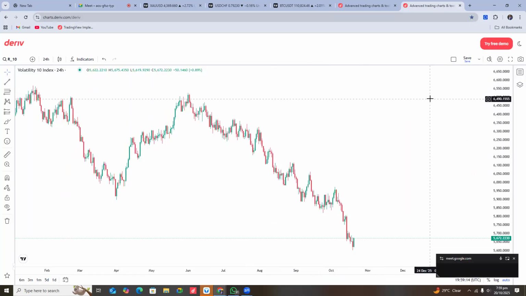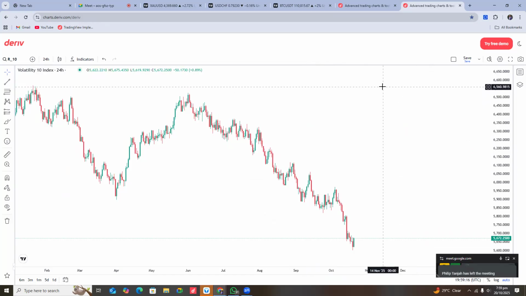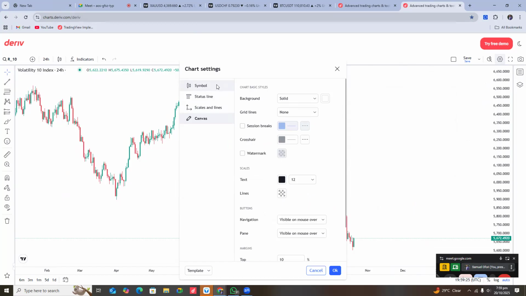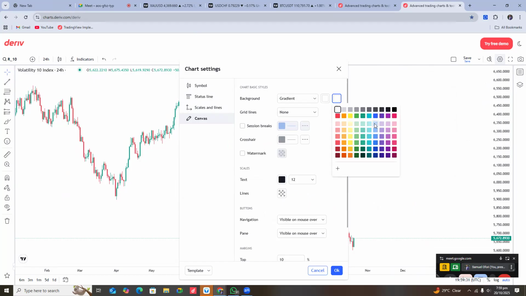So you tap on any empty space, you right click, okay, right click. Then you go to settings. Okay, settings is here. Then first, I want to change the background. So I'll go to gradient. Then I'll maintain the white and I'll change this to, this is my favorite setting actually.